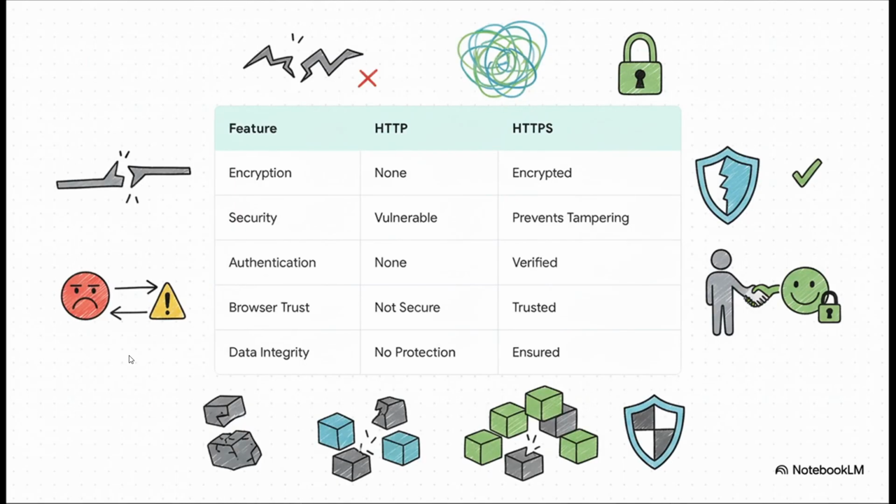Let's run through it. Encryption, HTTP has none. You're totally exposed. HTTPS is fully encrypted. Security, HTTP is vulnerable to attackers changing things. HTTPS prevents it. Authentication, with HTTP you have no idea who you're really talking to. With HTTPS their identity is verified. And as for browser trust and data integrity, HTTP fails on both while HTTPS guarantees them. It's a complete clean sweep for HTTPS.